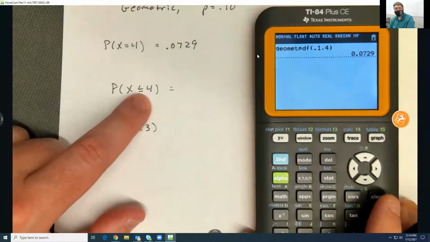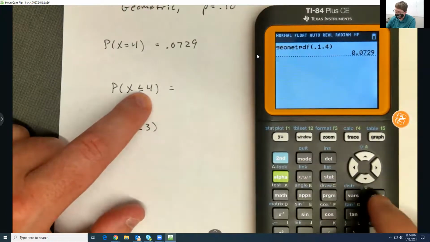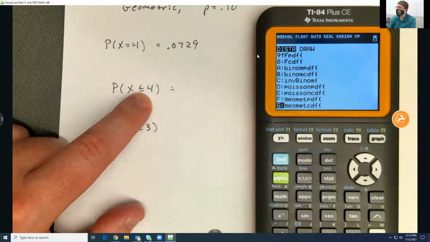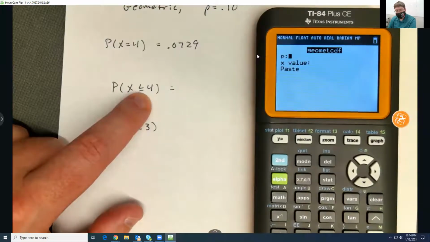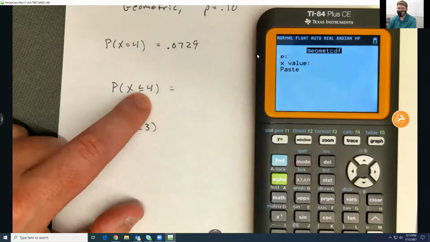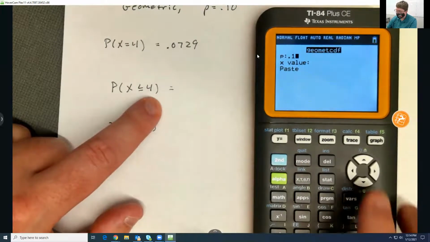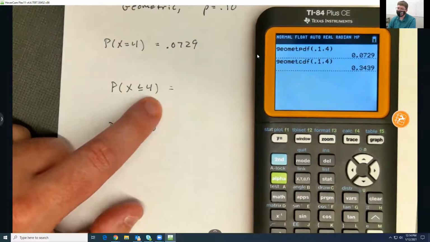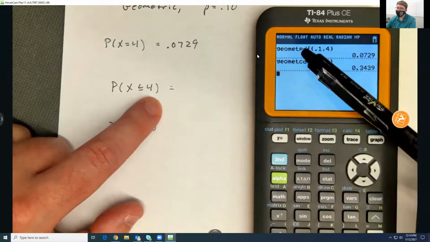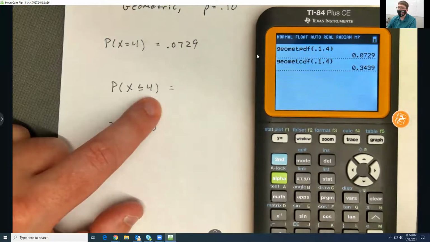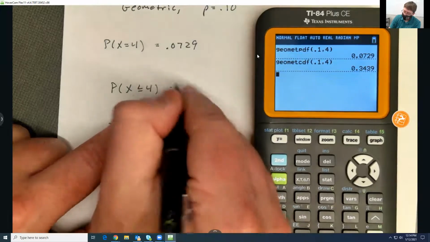All right, probability that X is less than or equal to 4. So second, vars. Now we want CDF because we want the cumulative probability from 4, 3, 2, and 1. So hit that one. Oh, it's the same screen, which means you have to be very careful and watch which one you're doing. They're going to look exactly the same. So my p-value is still 0.1, and my x value is still 4. Press enter a few times. There's really not much difference between these two other than that little letter right there, so watch it. Be very careful which one you're doing. So this is 0.3439.